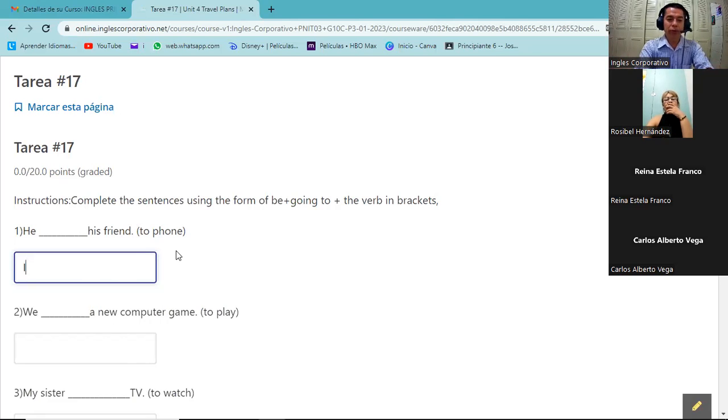Okay. Bueno, para comenzar el verbo to be, ¿verdad? He is, en minúscula, ¿vale? Vamos a ver cómo sale en minúscula. Luego el going to. Yo le voy a cambiar el verbo. Le voy a poner call. No es el verbo, pero para que ustedes vean. Así sería: He is going to call his friend.